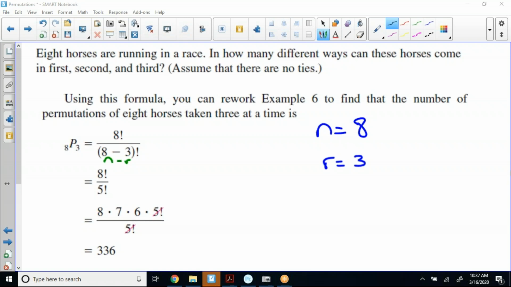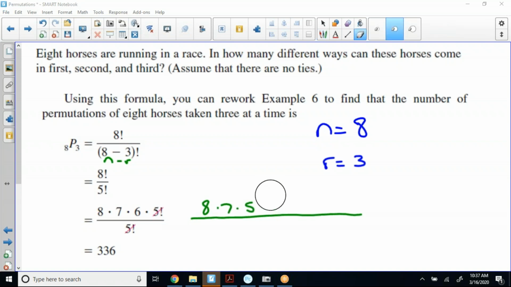The reason this works is we're only considering the first 3 spots, not all the spots. The reason the denominator, the n minus r, is there is to take away the other spots that are not being considered. That's why the 5 factorial in the numerator and the 5 factorial in the denominator cancel out. So if you look at that, we're really only left with 8 times 7 times 6.